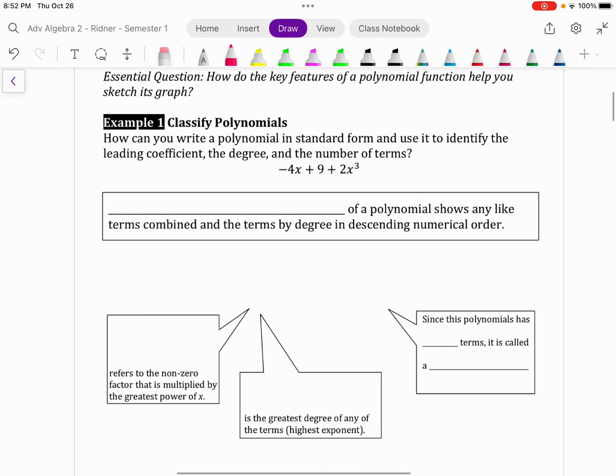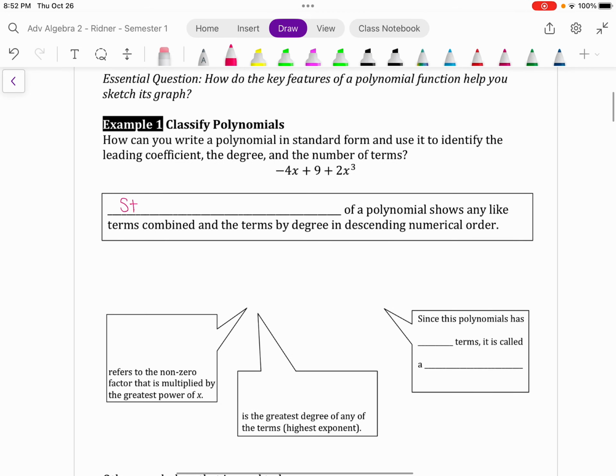When we deal with polynomials, we prefer them to be in standard form. Standard form is when we take the highest exponent, so in this case 2x cubed, and then we go in descending order, so then negative 4x plus 9. It's how you most commonly see these polynomial functions anytime they're written out.